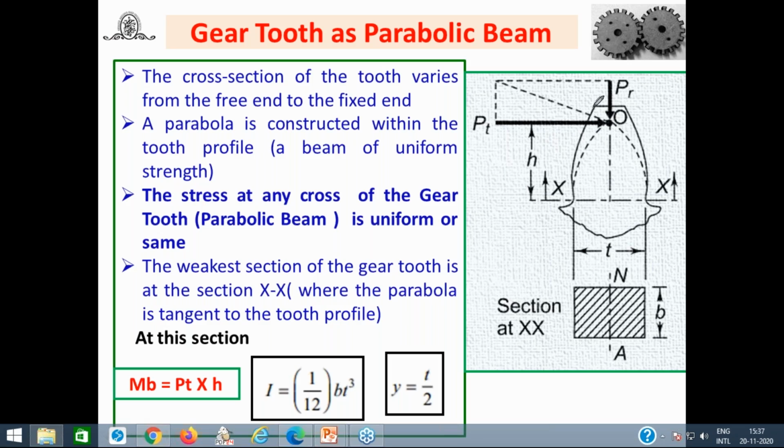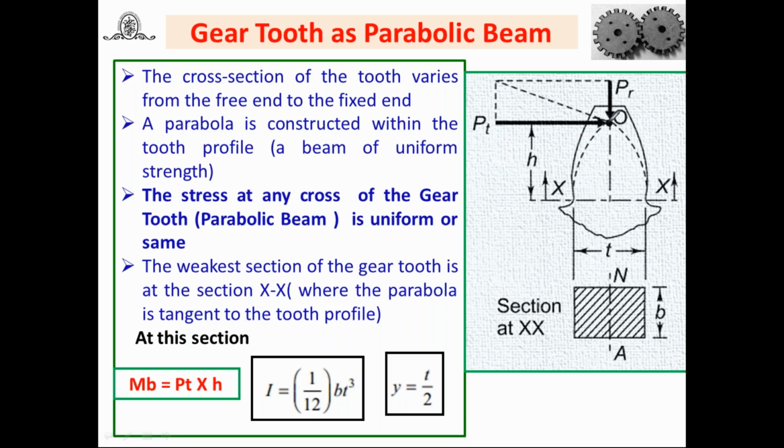Here you will find the gear tooth. PR is the radial component, PT is the tangential component, and this is the resultant component of the gear forces, which acts in this direction. Try to understand. Then what is going to happen? You will find the cross section of the gear tooth varies from the free end up to the fixed end.